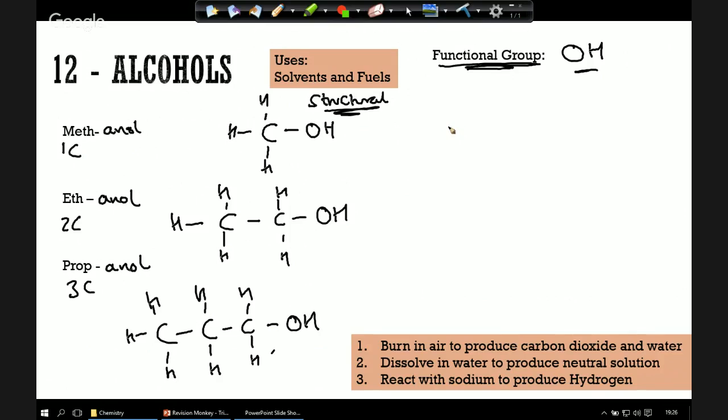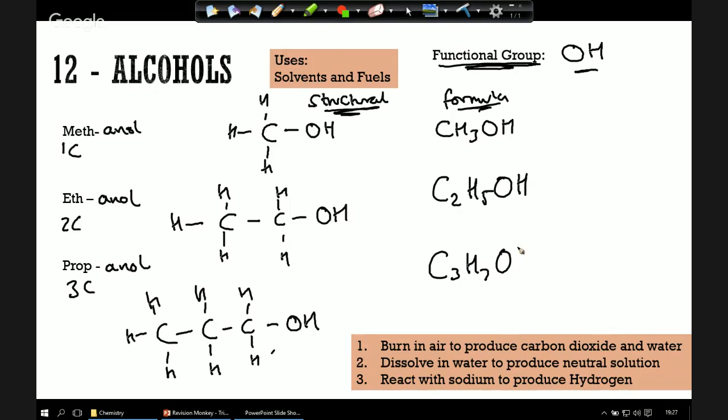So what we do is we have to write the methanol so that the functional group is showing, so that we know it's an alcohol. So we write it as CH3OH, showing that functional group on the end. So this is the chemical formula. For ethanol, it would be C2H5OH. So that OH has always got to be on the end. And for propanol, C3H7OH. So make sure that you're always leaving that functional group just on the end there.